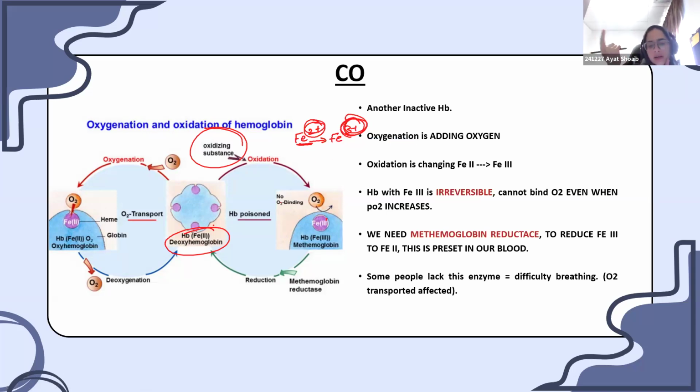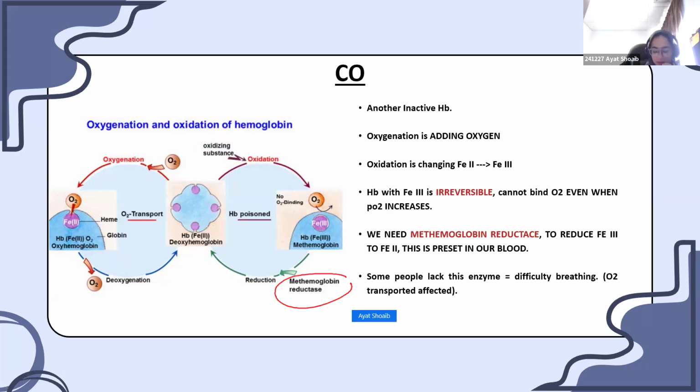If no oxygen can bind here in the first place, it cannot give anything to the tissues. So it's very bad for you. The only way you can reverse this is with the methemoglobin reductase enzyme. This Fe3 plus is basically methemoglobin. You oxidized it, and you need the reduction. Methemoglobin reductase changes it from Fe3 plus back to Fe2 plus.